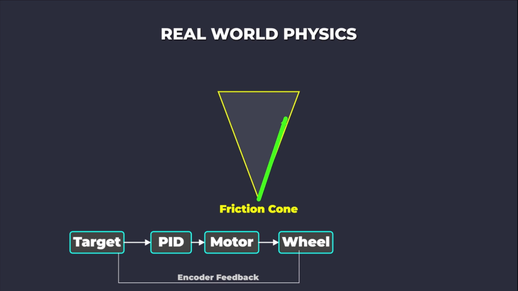Minimizing slip requires careful tuning of acceleration limits and utilizing high-resolution encoders combined with inertial measurement units for feedback correction, ensuring the commanded velocity matches the actual achieved velocity.